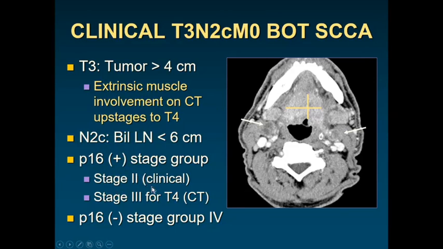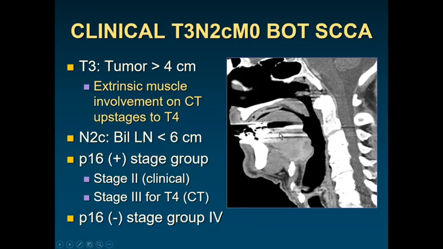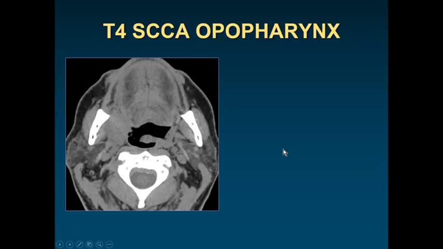cancer, this would be staged as a 2 clinically, but we can upstage this to a stage 3 because of that T4 involvement on CT with the extrinsic muscles, and this obviously would have been a higher stage if it was P16 negative. And here's just a better view of that extrinsic muscle involvement on the sagittal reconstruction.